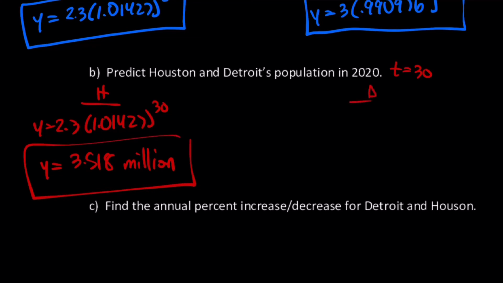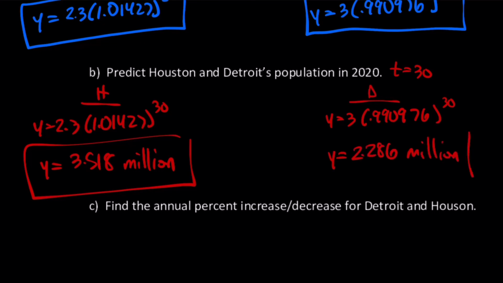And then for Detroit, I got y equals 3 times 0.990976 to the 30th. And for that, I got 2.286 million. Find the annual percent increase or decrease for Detroit and Houston.